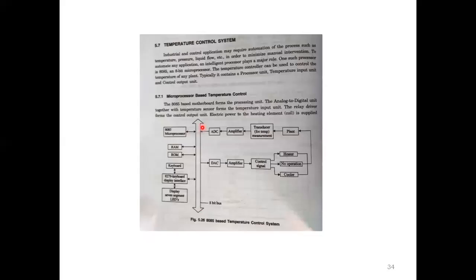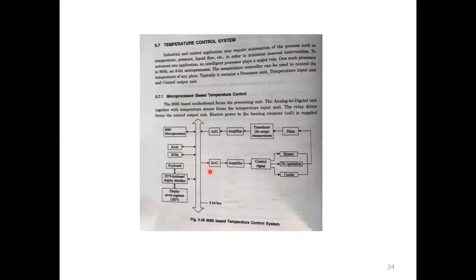It has a lookup table for analyzing the data. Already predefined values are stored in the 8085, so that is compared with the given value. Then the processed output value is given again to the 8-bit bus. Then it goes to the DAC.